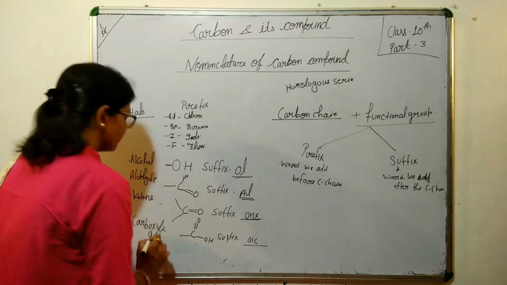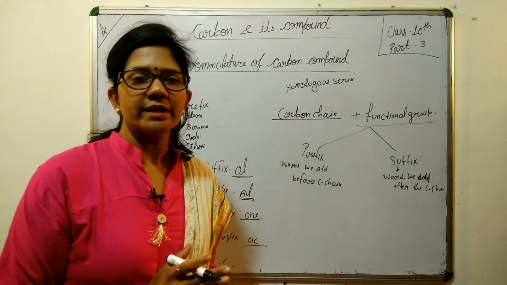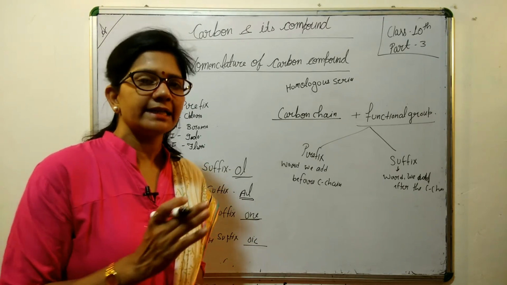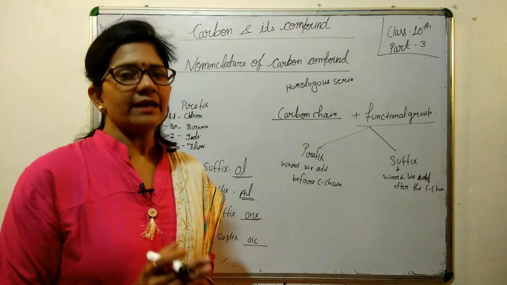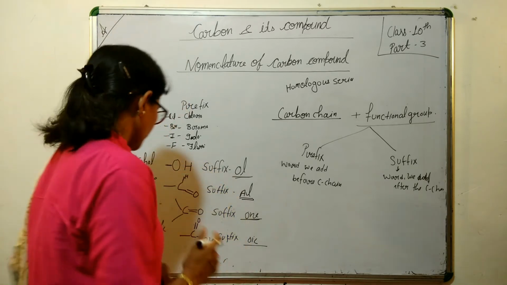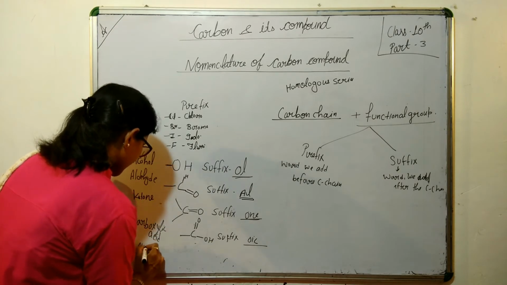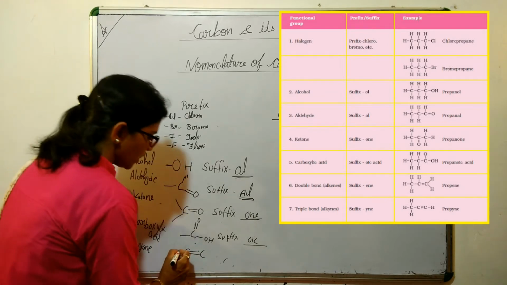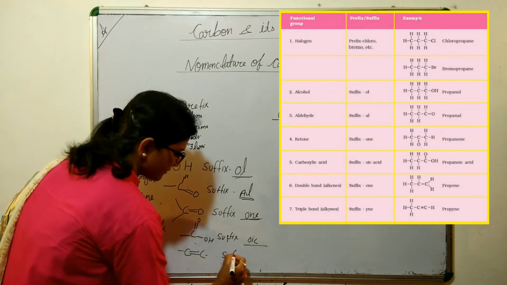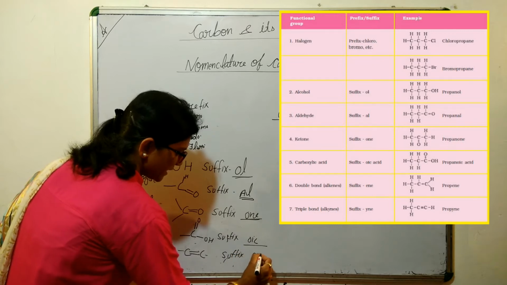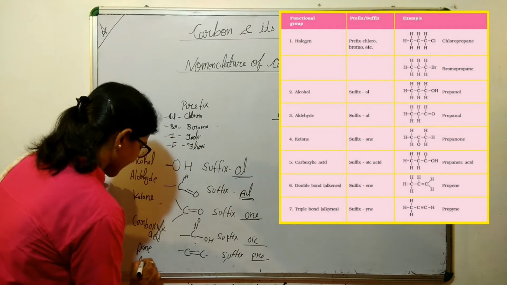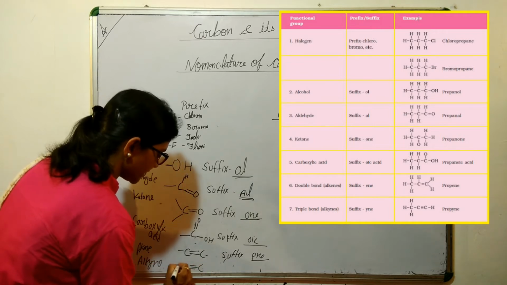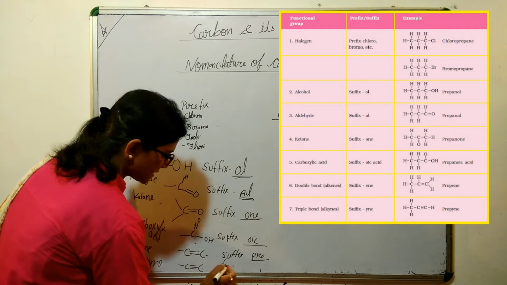Then we have seen the unsaturated compounds. It can be a double bond or a triple bond. If it is a double bond, then it is ene or alkene, and if it is a triple bond, then it is alkyne. If it is alkene, it means a carbon-carbon double bond is here, and we add the suffix ene. If it is alkyne, then a carbon-carbon triple bond is here, and the suffix is yne.